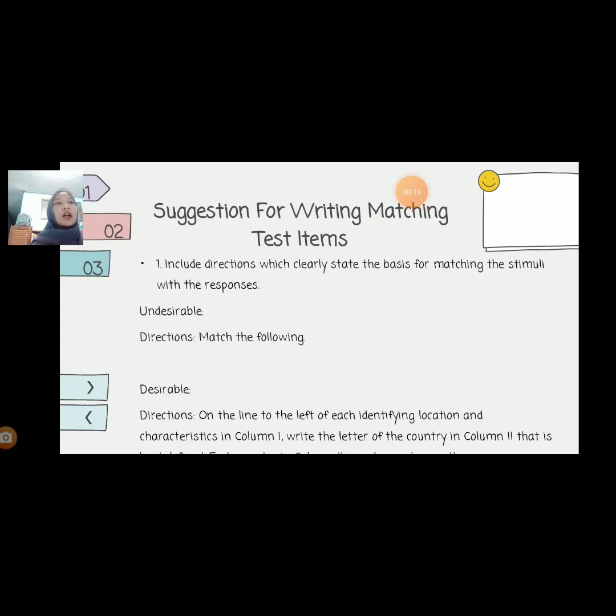Explain whether or not a response can be used more than once and indicate where to write the answer. Undesirable direction: match the following. Desirable: on the line to the left of each identifying location and characteristic in column 1, write the letter of the country in column 2 that is best defined. Each country in column 2 may be used more than once.